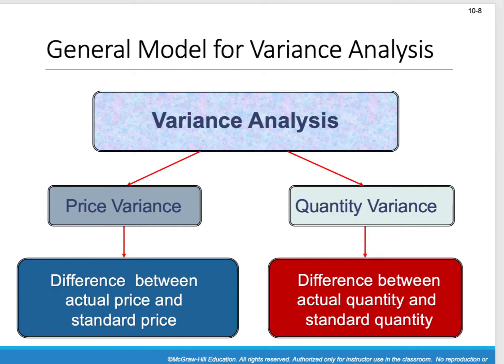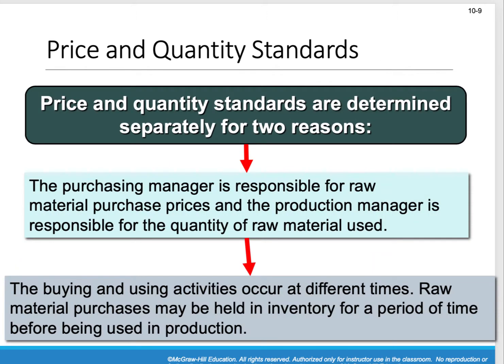And here's a perfect example of what I was trying to verbally describe. We have our variance analysis, and we break it up between price and quantity. Price variance is nothing more than the difference between the actual price and the standard price. Quantity variance is the difference between the actual quantity that we use versus the standard quantity that should be used.